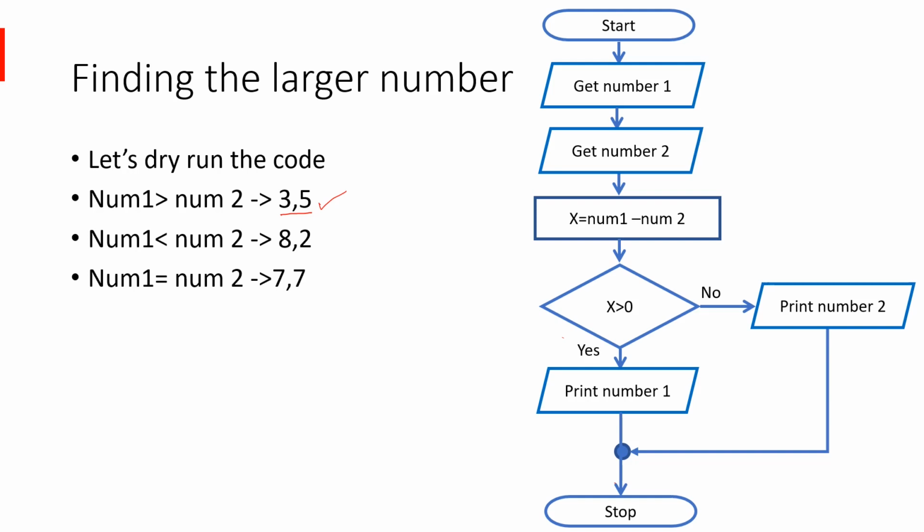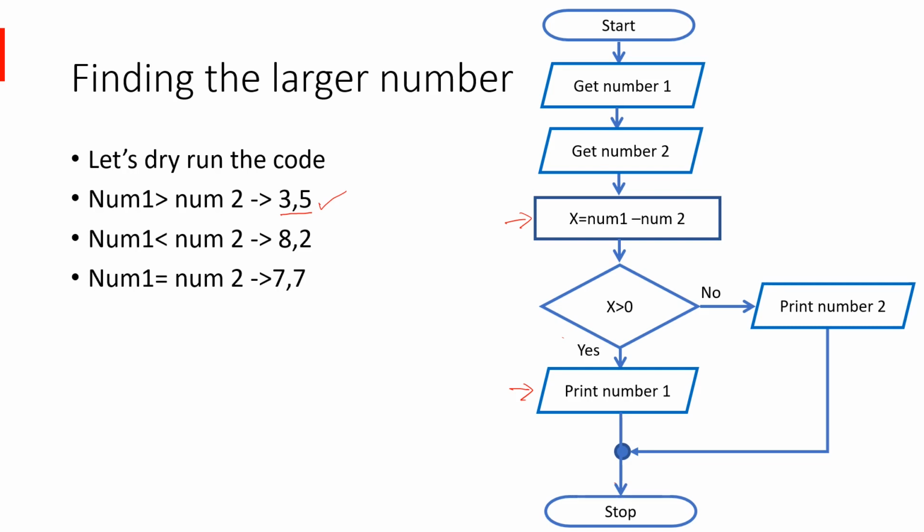Now let's consider 8 and 2. When you do the subtraction over here, 8 minus 2 is 6. So x is positive. If x is greater than 0, we go and print number 1. Number 1 is 8, so that's the largest number. That's also correct.